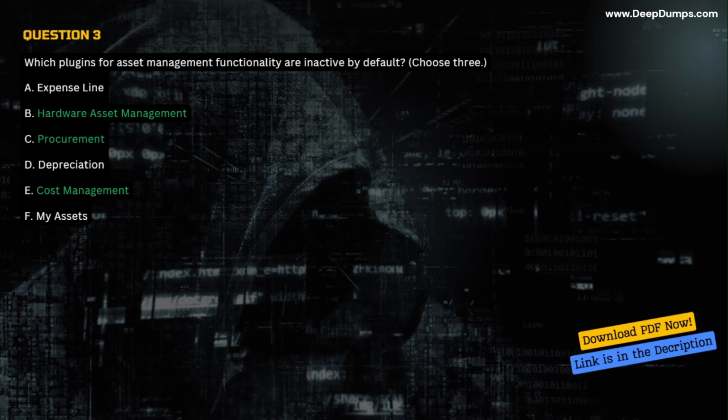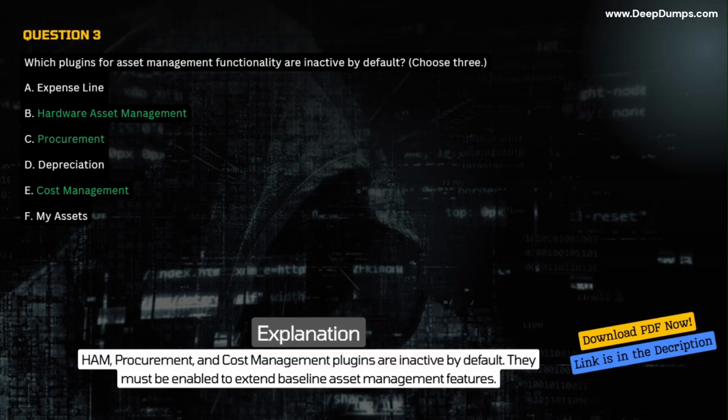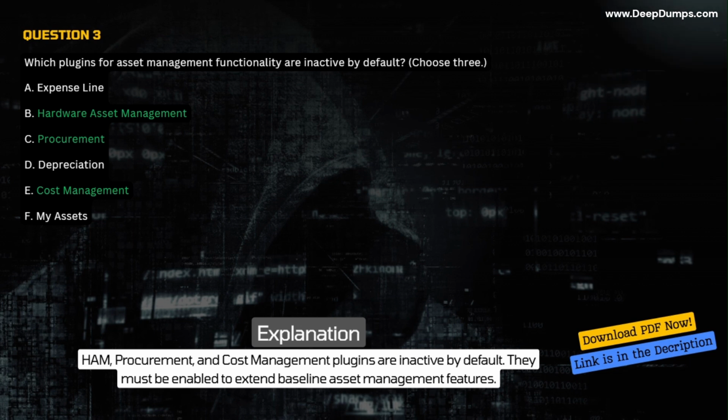Hardware asset management. Procurement. Cost management. Explanation. HAM, procurement, and cost management plugins are inactive by default. They must be enabled to extend baseline asset management features.